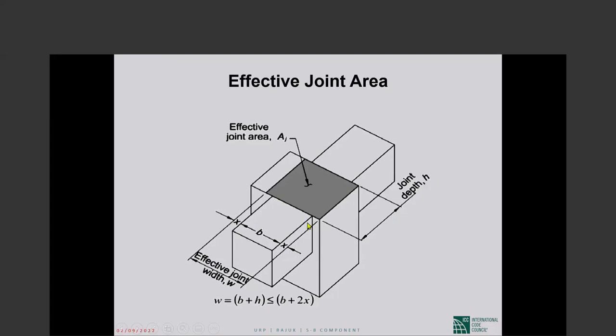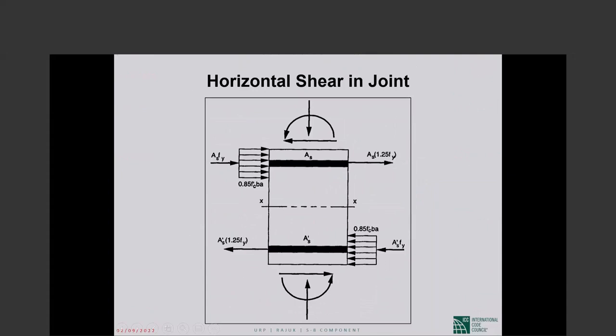Okay, this distance is shorter than that distance, so this is X, shorter distance between beam face and column face. The effective width of the joint is less than or equal to B plus twice X. Okay, that would typically govern. And the effective joint width multiplied by the joint depth is A sub j, the effective area of the joint. Okay.